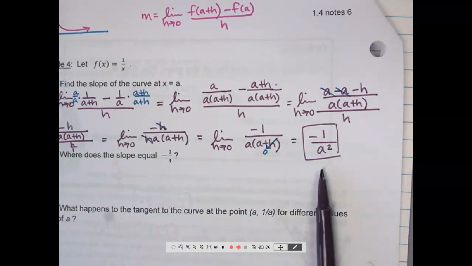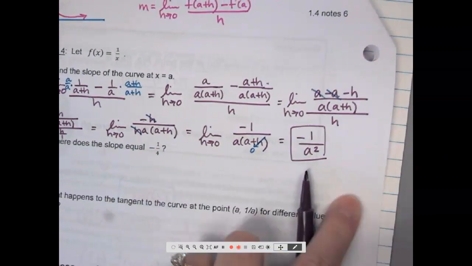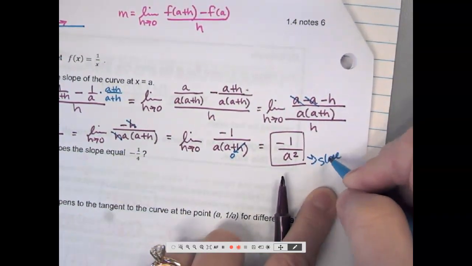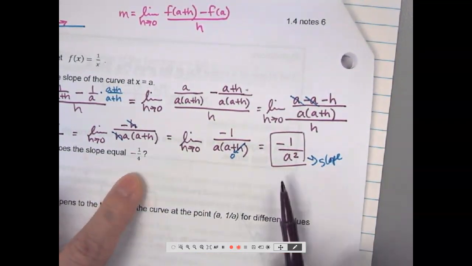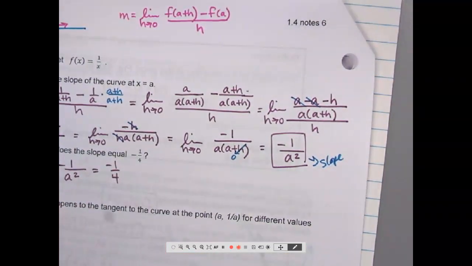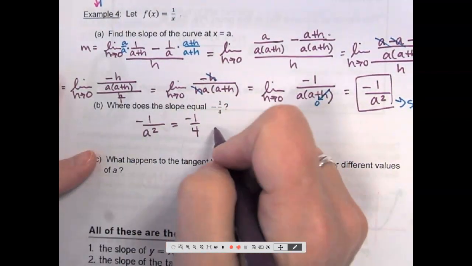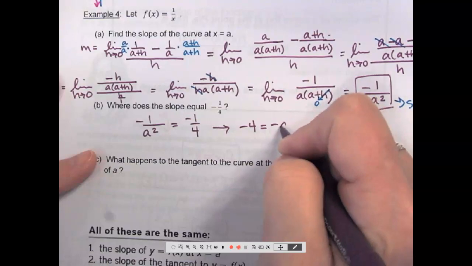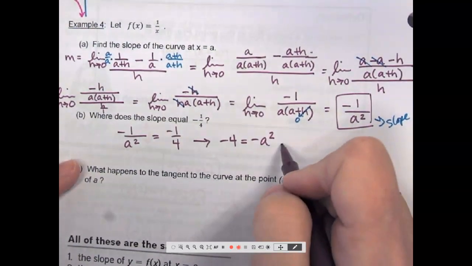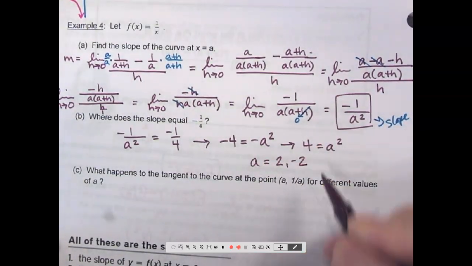Okay, so this is a generic formula that represents the slope to any tangent line on that function. The next question, where does the slope equal negative 1/4? Okay, well this represents our slope. So if I want to know where the slope is negative 1/4, I'm going to set that equal to negative 1/4 and solve for a. Okay, how about we just cross multiply? So I'll get negative 4 equals negative a squared, which means 4 is a squared, which means a is plus or minus 2. A equals 2 or negative 2.